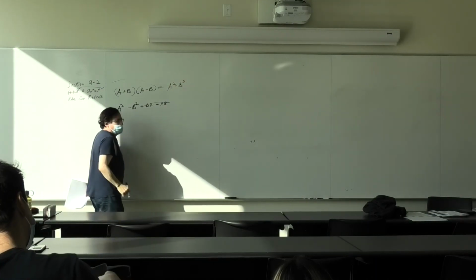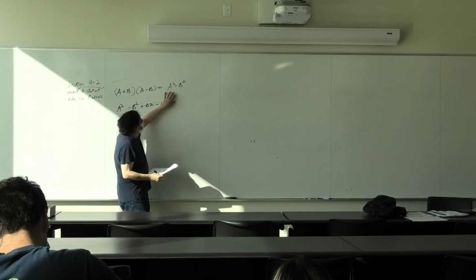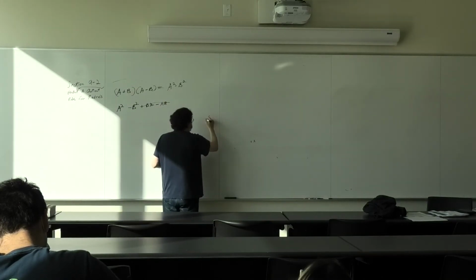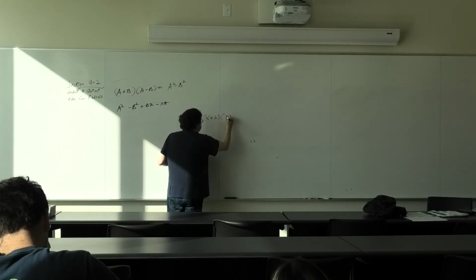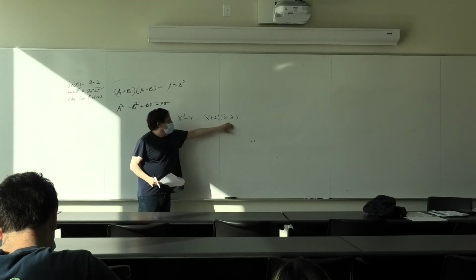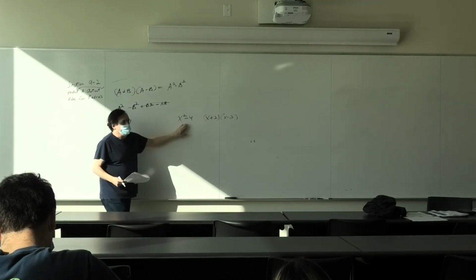And you want to know it both ways. When you see x squared minus 4, you should think (x plus 2)(x minus 2). And when you see (x minus 2) times (x plus 2), you should think x squared minus 4.